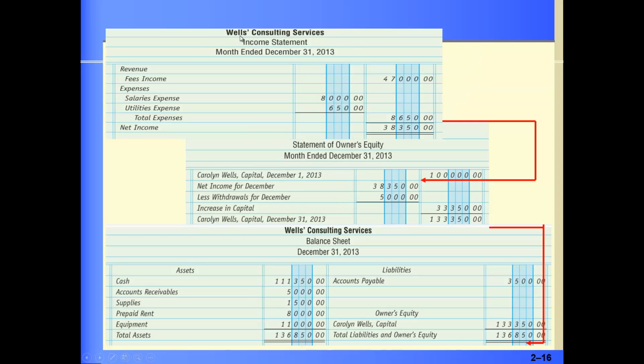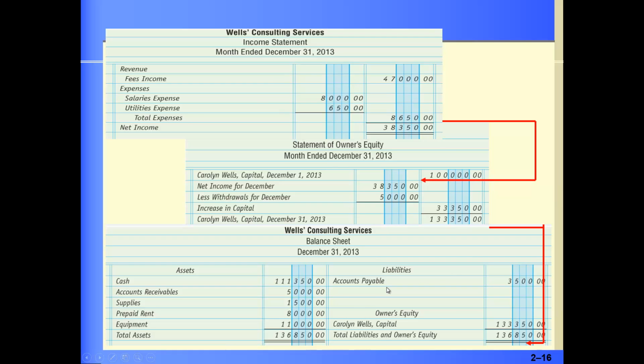So here are the 3 statements all together. And if you'll notice, they're all connected. On this one, we take the net income from the income statement and we put it down here on the statement of owner's equity. And then we take ending capital account from here and put it down here on the Carolyn Wells Capital. So you must prepare these in order to be able to complete all of the financial statements.